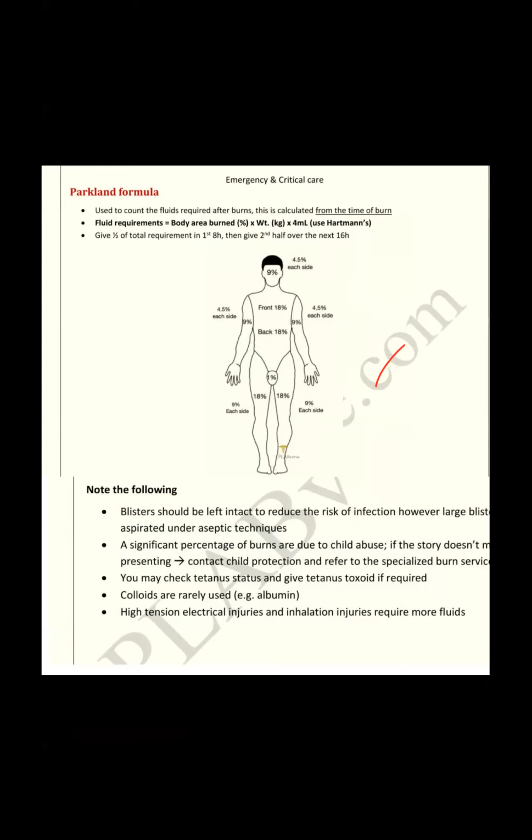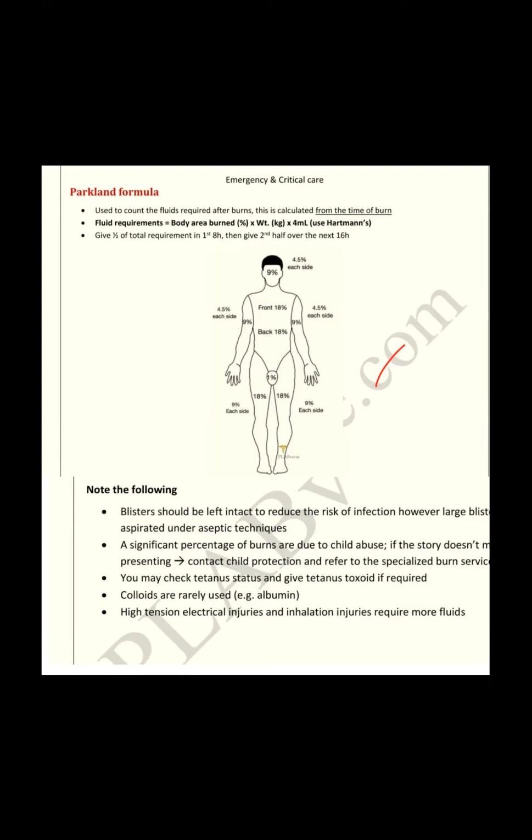First of all, we have to calculate. If the person has only the anterior surface of the arm, that is 4.5%. Each side means the first side is 4.5 and the other side is 4.5, so 9%. If the leg, each side is 9%, so the anterior surface is 9, the posterior surface is 9, it's 18. So this one is only 9%. Just as an example, weight 60 kg. So 9 into 60 is 540. Into 4 ml.